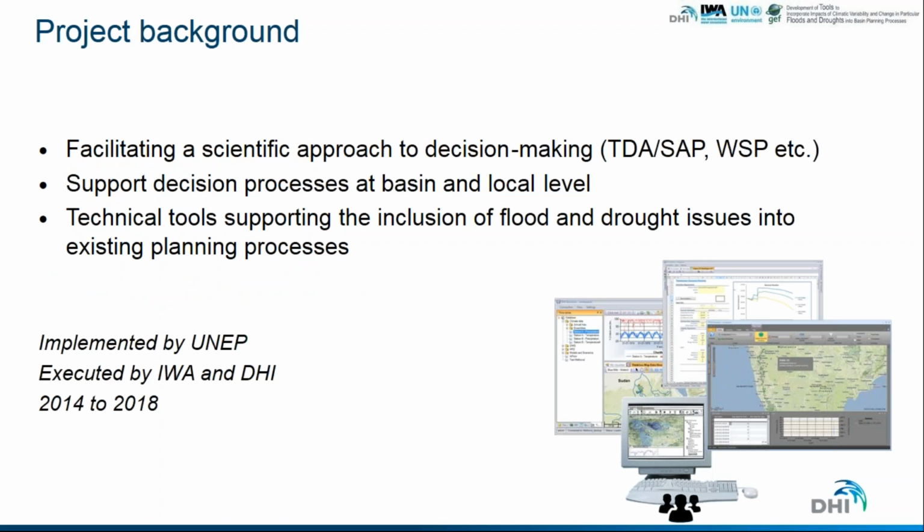The Floods and Droughts Management Tools project aims at facilitating a scientific approach to decision-making by providing access to a number of applications. These applications are to be used at basin and local level, and one can also read at national and international level. These applications are designed to allow users to consider flood and drought issues in their planning processes. It's being implemented by UNEP, executed by IWA and DHI.